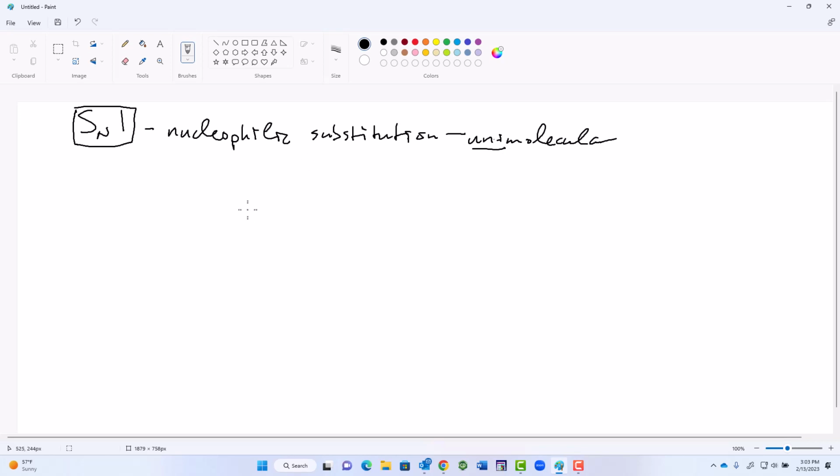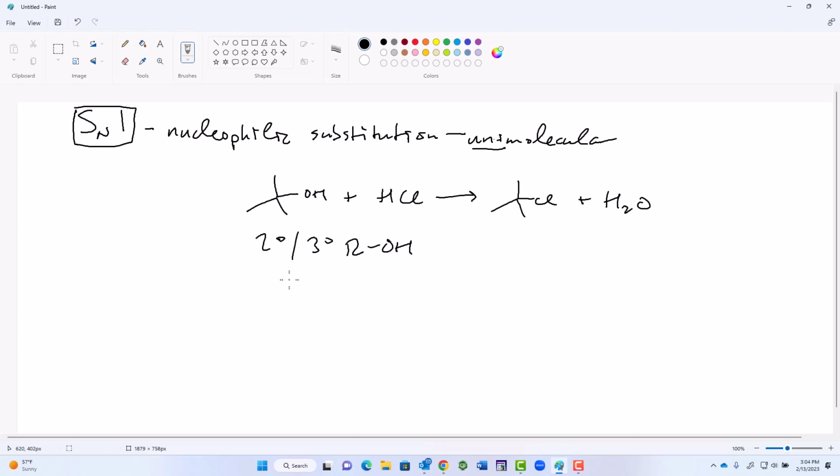So an example of an SN1 mechanism would be, say we take t-butanol and we add HCl, and we would convert it into t-butyl chloride plus H2O. Now these SN1 reactions are going to be on secondary or tertiary alcohols. We'll see later in the video that primary and methyl alcohols are going to proceed in a different type of mechanism, similar but different. We'll see that these secondary and tertiary alcohols will proceed via an SN1 mechanism.